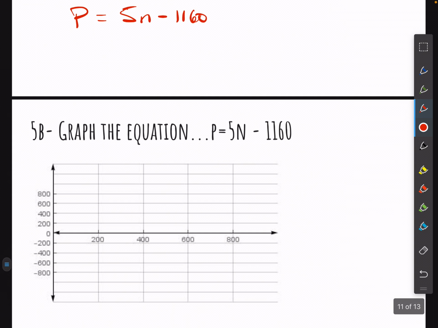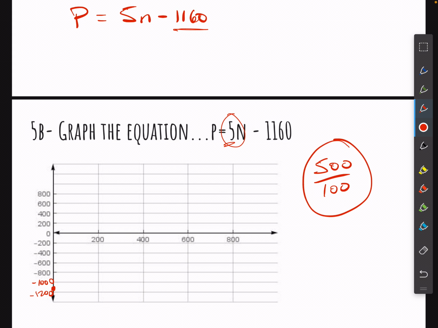If I'm going to graph this, notice that the y-intercept is at negative 1160. This appears to be going by 200. So at negative 1160, we have a y-intercept, then our slope is 5. With this style, just remember that as long as we write something equivalent to that, we're okay. So for our slope, we could also say that we're going to go up 500 over 100. This is the same thing as a slope of 5. 500 divided by 100 is 5.